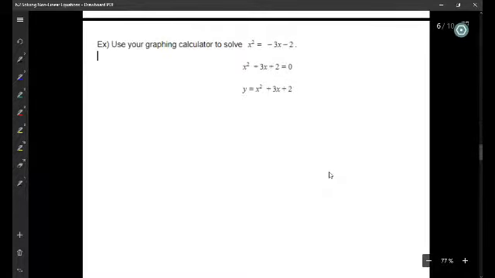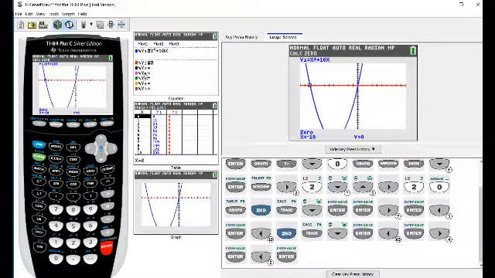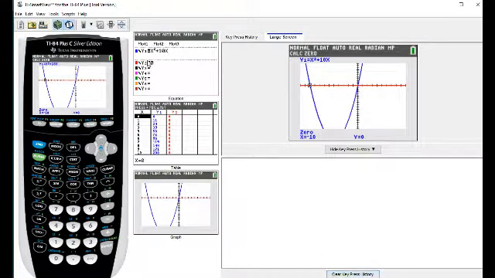Now we're going to solve x squared equals negative 3x minus 2 with our graphing calculator. So we do some algebra to get all the terms to one side, and then we're solving this quadratic equation. Then we set the expression equal to y in order to put it into our equation list on our calculator. So let's clear everything out.